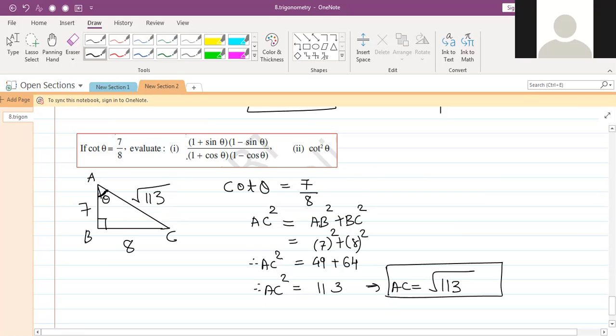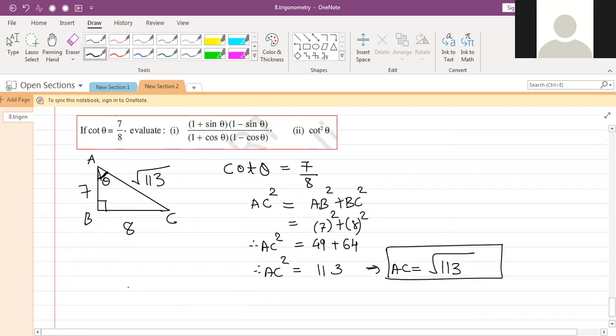And now we can evaluate this value, 1 plus sine theta, 1 minus sine theta. In this one we can also use an identity. If we have a plus b, a minus b, you know what is the formula of this algebraic identity? It is a square minus b square. The same thing is here, 1 plus sine theta, 1 minus sine theta. Here 1 means a and sine theta means b, that is a square minus b square.